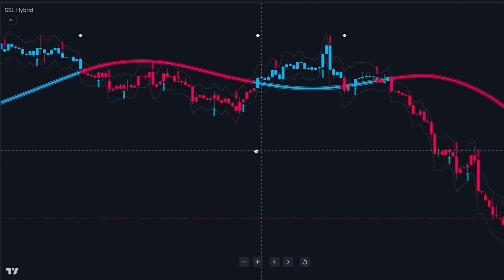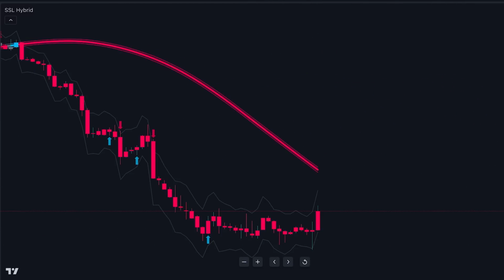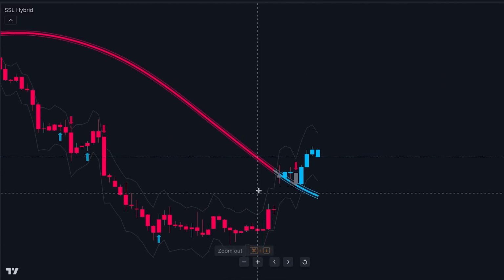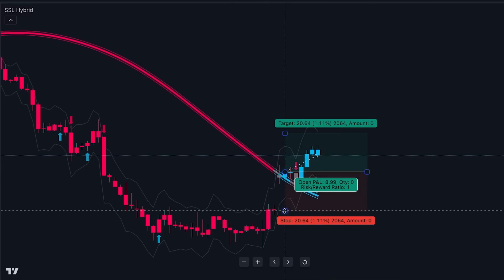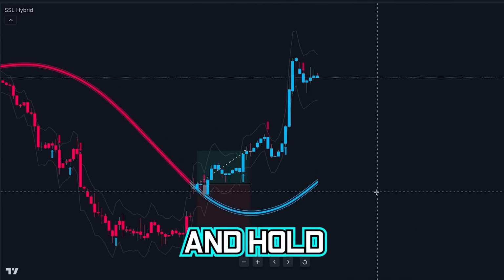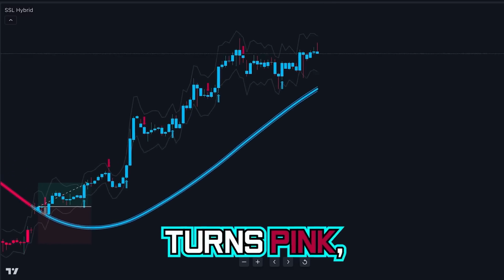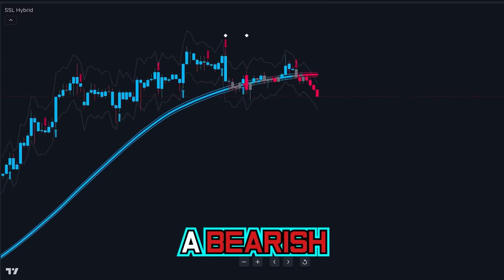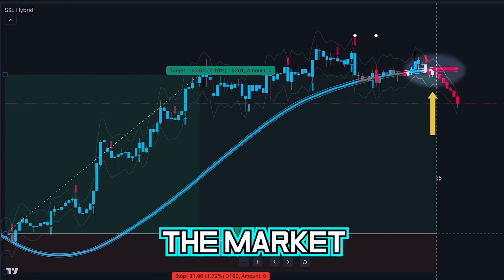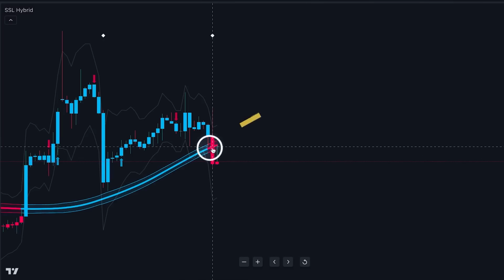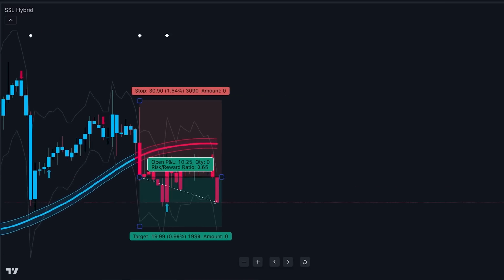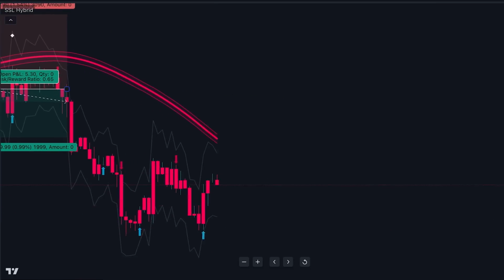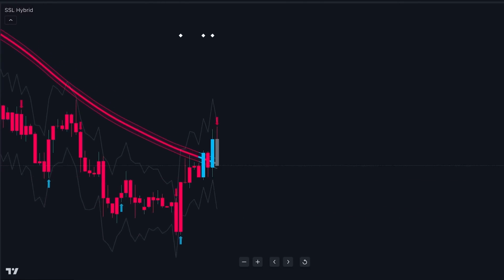The first and most basic method of reading this indicator would have you enter a buy position when the baseline switches from bearish to bullish, indicating a bullish trend. So we can take a buy trade and hold the position until the baseline turns pink, which would signify a bearish trend where we would want to exit the market. For sell positions, we want the baseline to switch to pink, and we would enter the position and trail our stops until the baseline changes to blue, signifying a bullish trend where we want to exit the market.